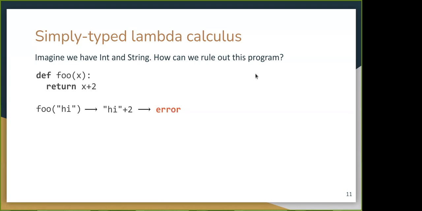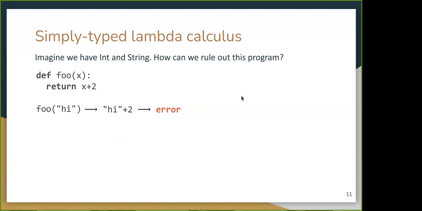So this is a dynamic error, and it would be really nice to rule it out before we run the program, because obviously it's going to run into a type error. So any ideas, how can we do this by using types? What do we need to do about this function, for example, in order to prevent this from happening? You maybe need some constraints on the input argument.